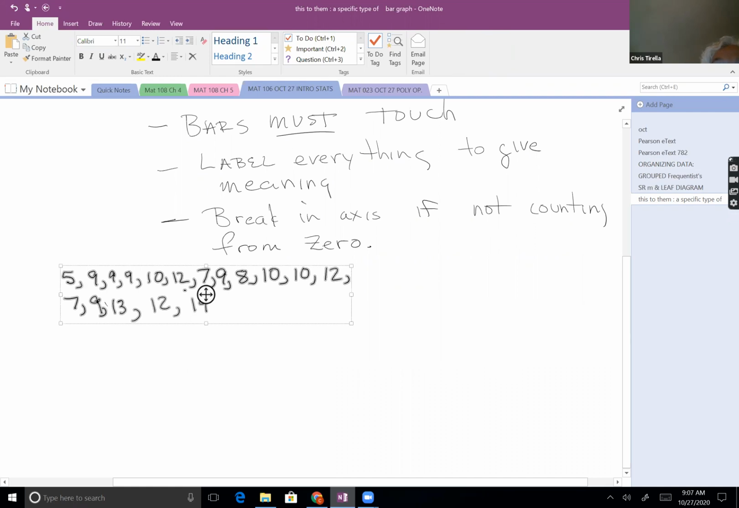And I'm going to try to make a histogram of our shoe sizes.